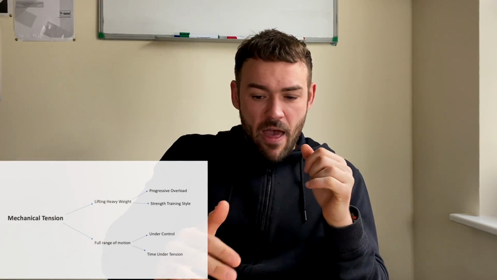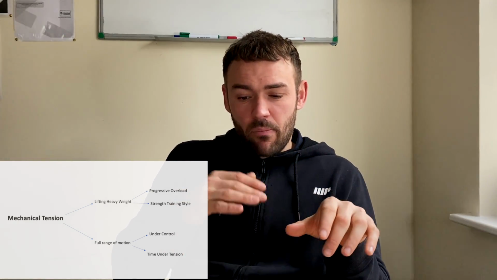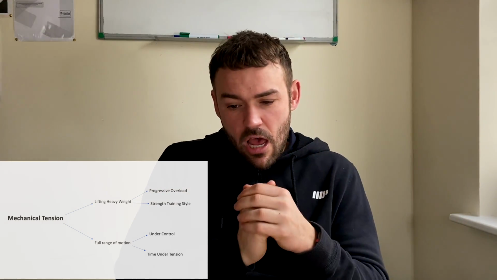And then below that one there, as you can see, we've got putting the muscle through its full range of motion. So fully lengthening the muscle and fully shortening the muscle to the contracted position. And we can do this by making sure it's under control, and we're going all the way down and all the way up. And we can put a lot more time under tension, which is also going to jump into one of our other mechanisms of muscle hypertrophy in just a second.